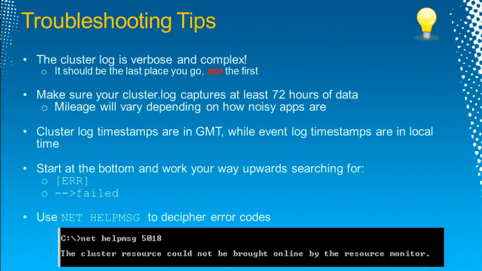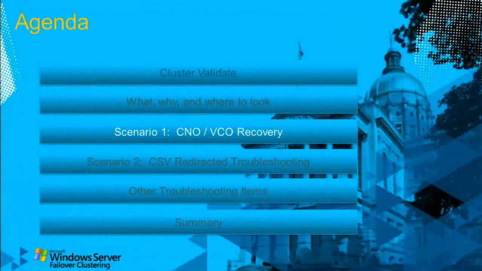We have a lot of status codes in the cluster log. So net helpmsg from a command prompt will give you a description of what it is. You know, it could be this one, 5018, which is I can't bring it on. You know, 1131, not enough server storage, and so forth. So you can start kind of looking at that.